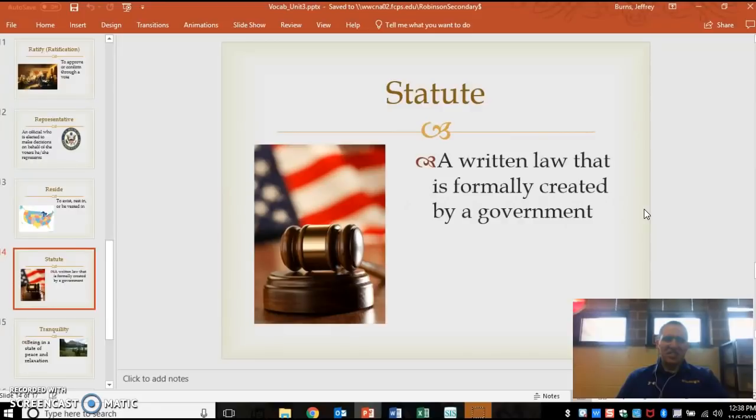All right, we have a statute. Statute is a form of law that is written by a government. The statute of religious freedom was written by Thomas Jefferson. That basically said that church and state should be separated and that people should have that idea of religious freedom and for freedom from government control over religion.